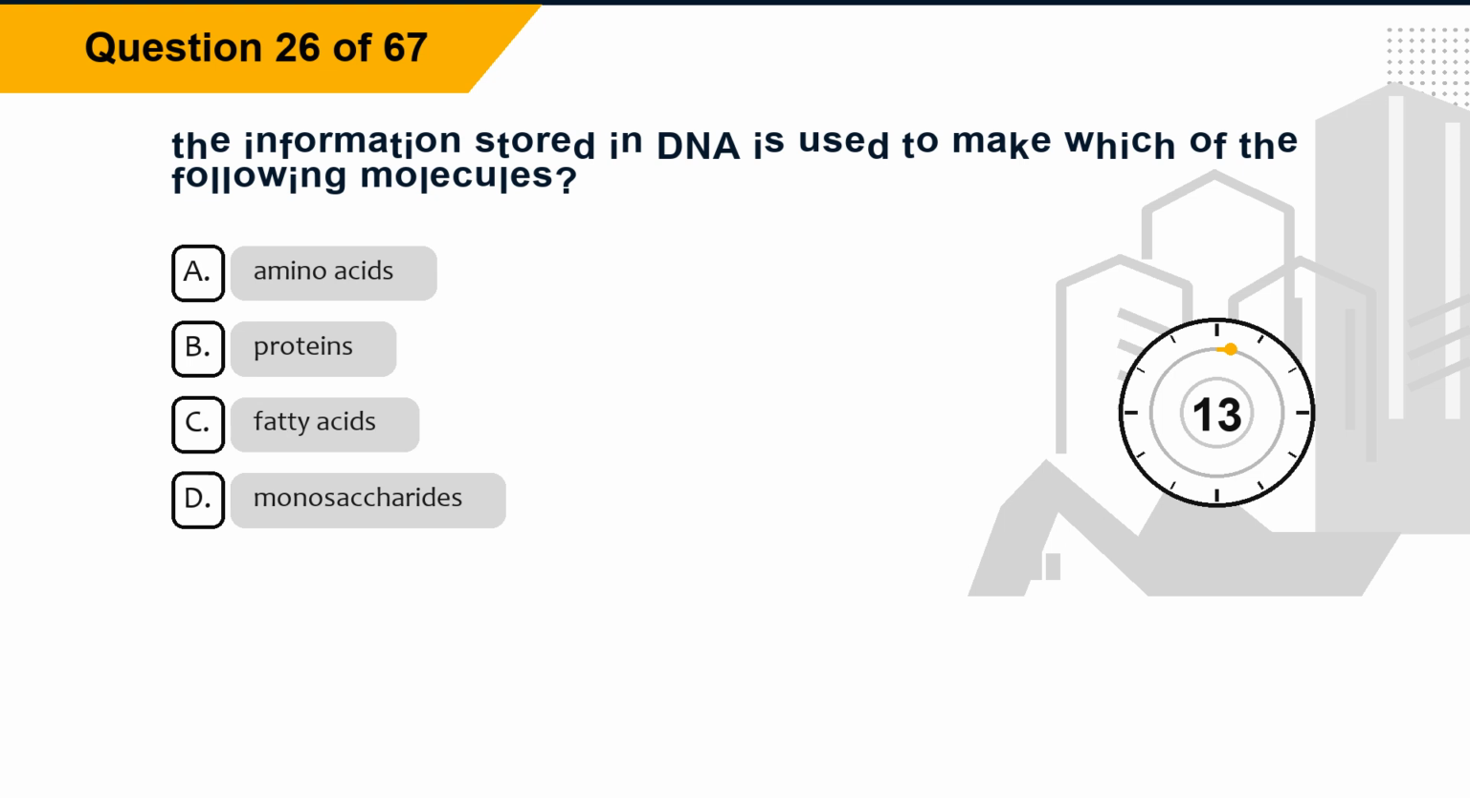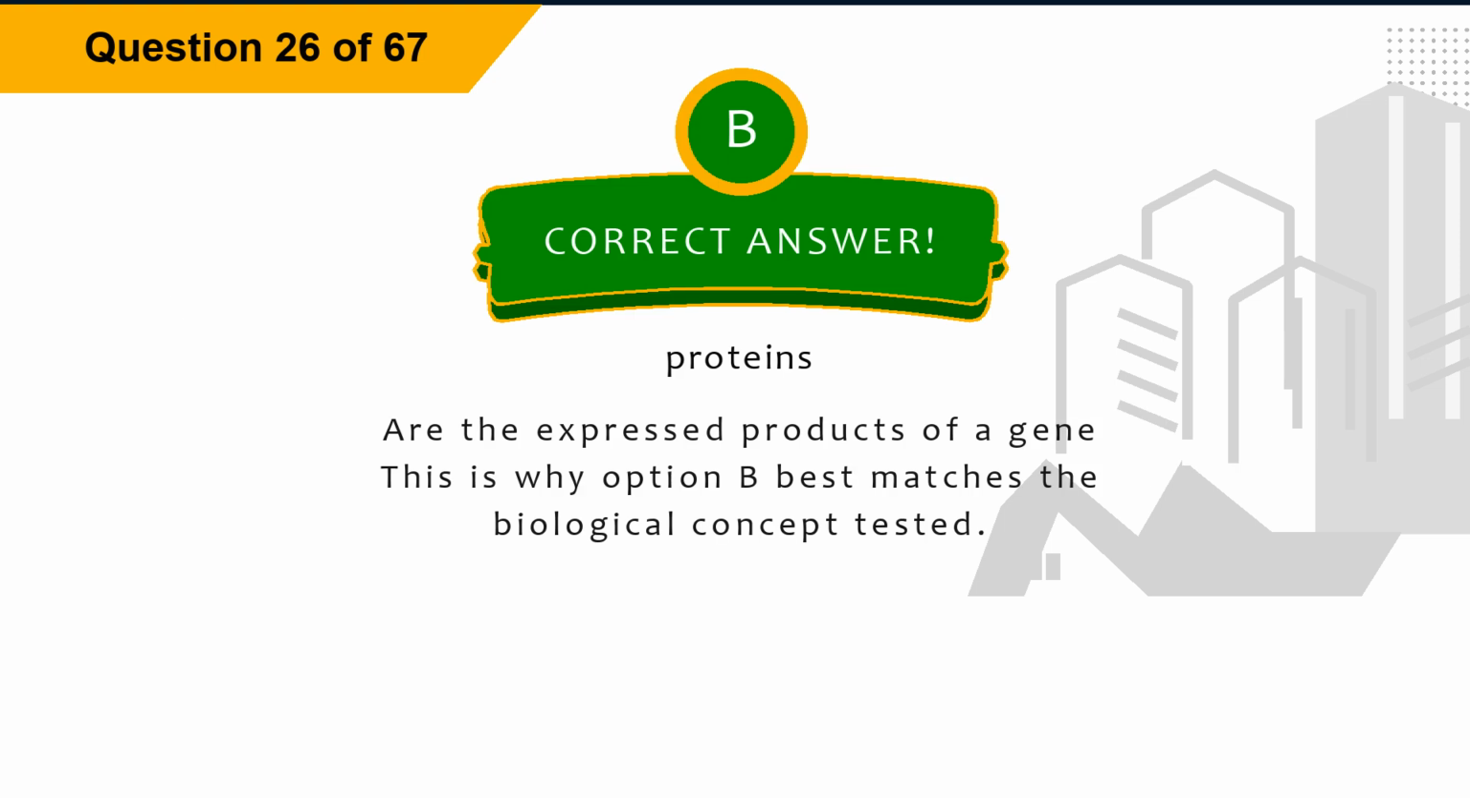Question 26. The information stored in DNA is used to make which of the following molecules? Option A, amino acids. Option B, proteins. Option C, fatty acids. Option D, monosaccharides. The correct answer is option B, proteins. Explanation. Proteins are the express products of a gene. This is why option B best matches the biological concept tested.